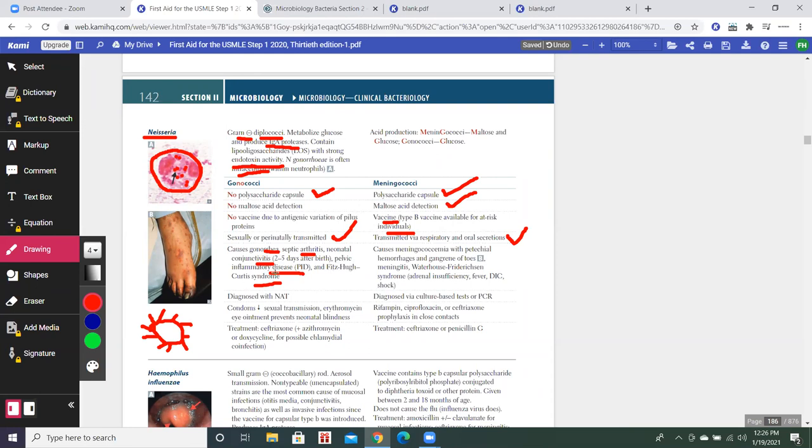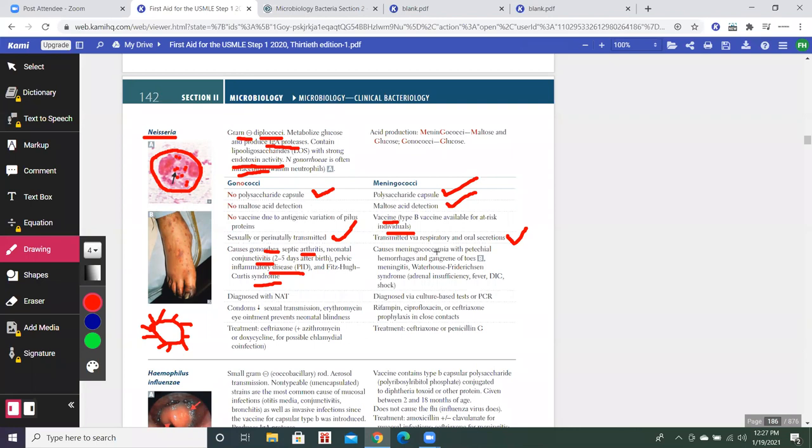Fitz-Hugh-Curtis syndrome. Do you remember hearing about Fitz-Hugh-Curtis syndrome in GI tract diseases, yes or no? Who remembers Fitz-Hugh-Curtis syndrome in GIT, right? Which organ is associated with this syndrome? Liver, very good. Okay, liver, good.